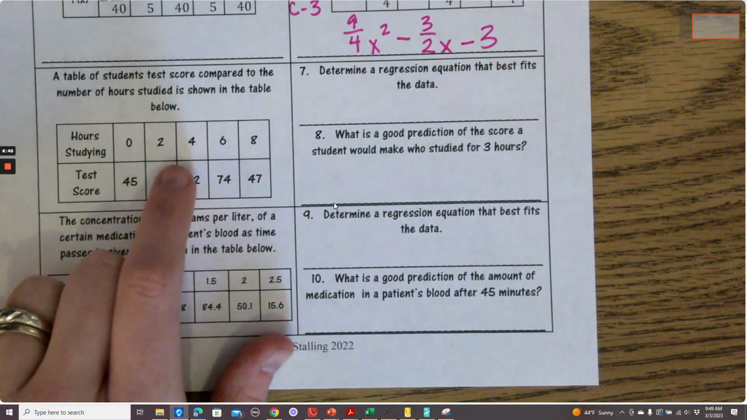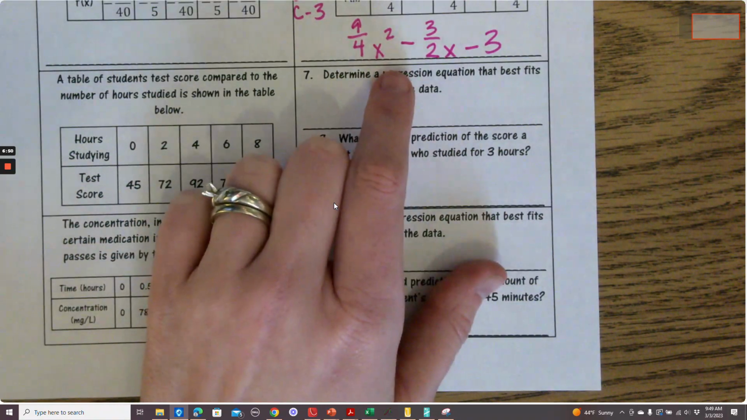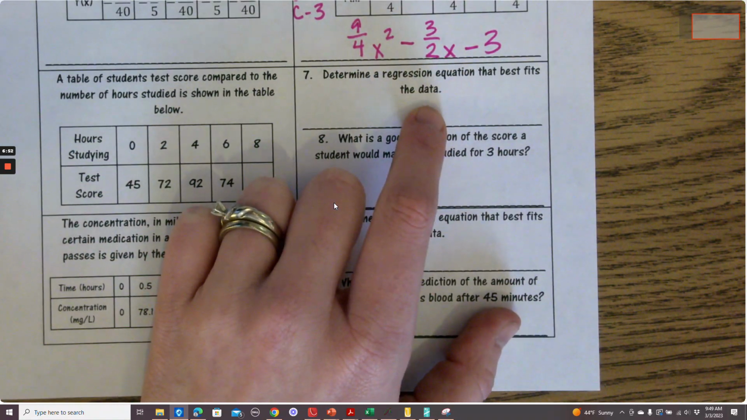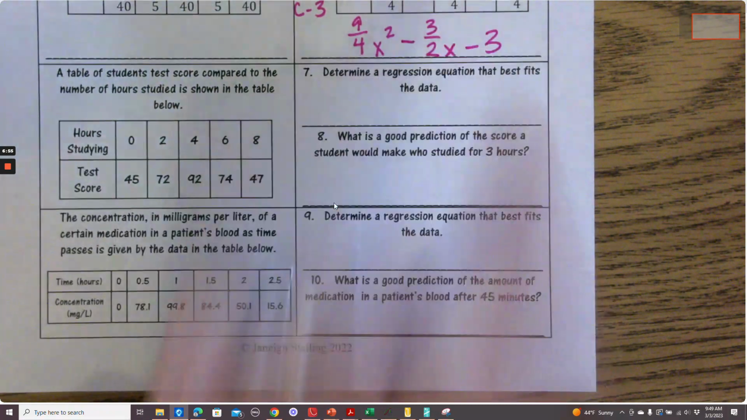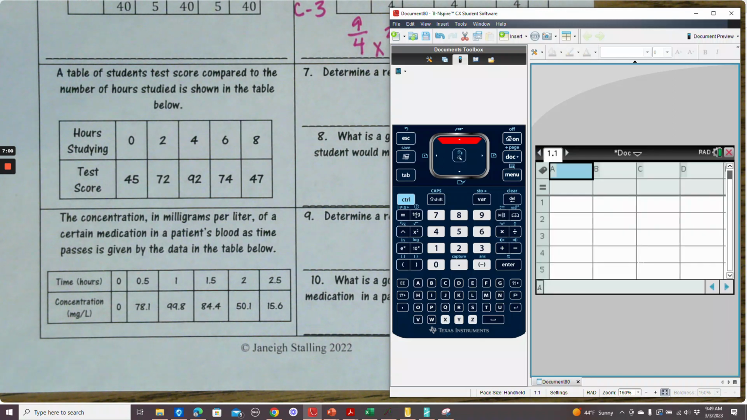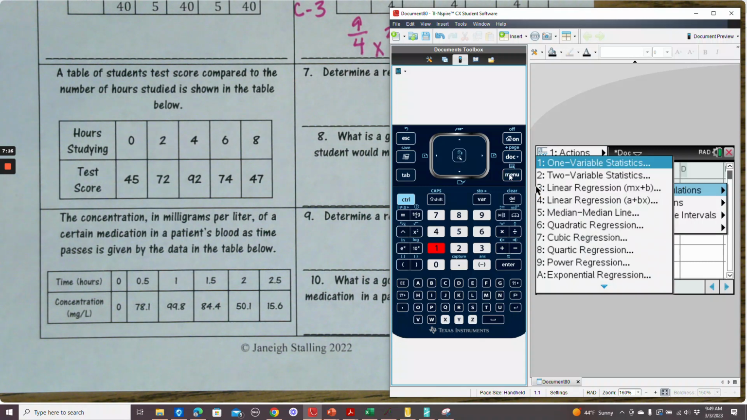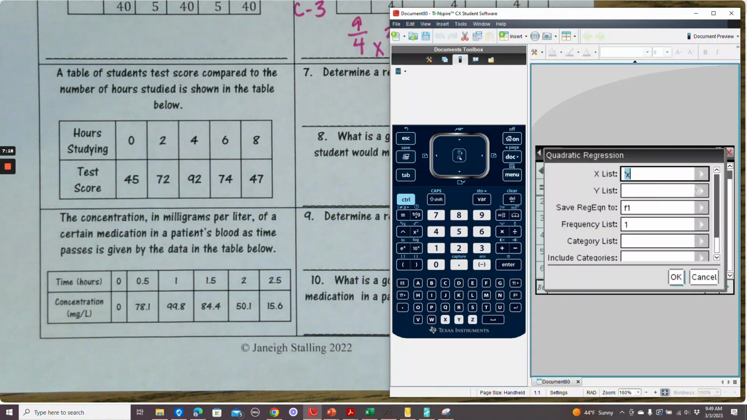All right, so a table of students' test scores compared to the number of hours studied is shown in the table below. Determine a regression equation that best fits the data. So we're going to do exactly what we did up here. We're going to do quadratic regression on it. So start fresh, x and y. So 0, 2, 4, 6, 8. 45, 72, 92, 74, 47. Menu 4, 1, 6. X list to x, y list to y.